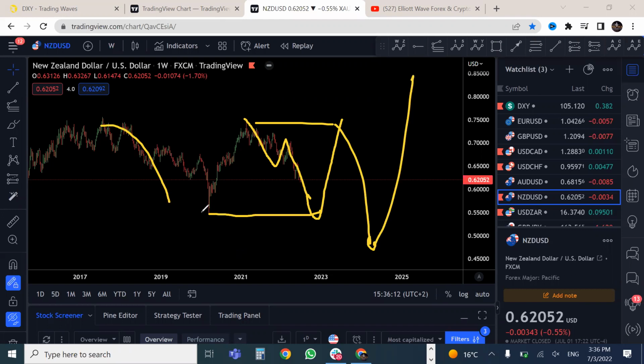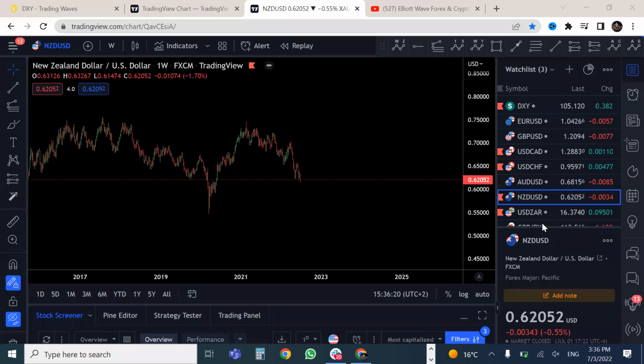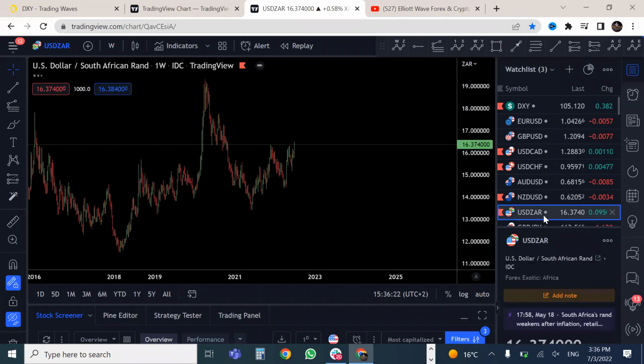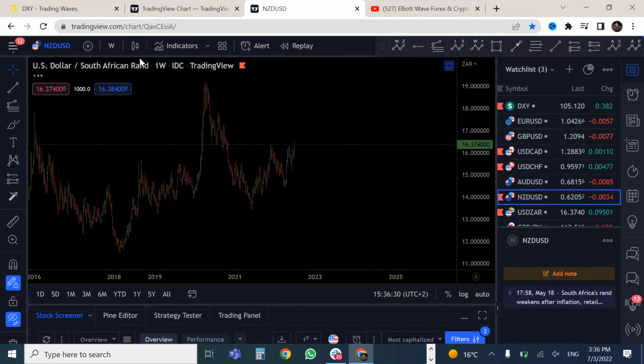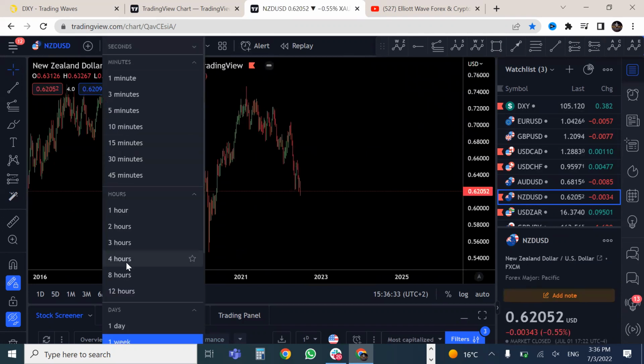So let's see. This is the line in the sand. If it breaks this low, we are expecting more downside as far as New Zealand US dollar is concerned. But let's see how that plays out. Obviously, that still has to be in correlation with Audi New Zealand.